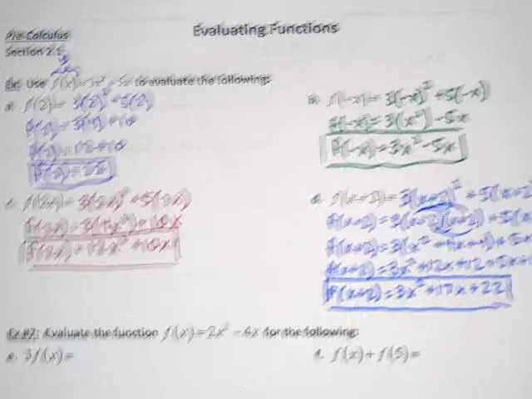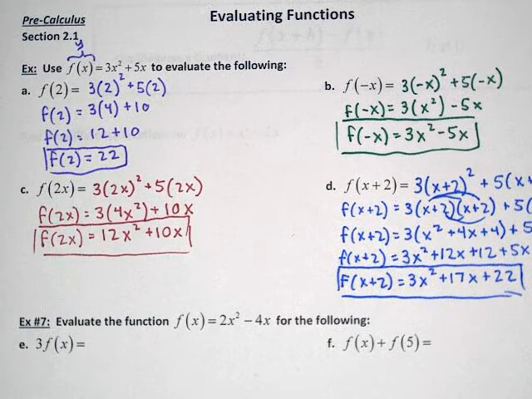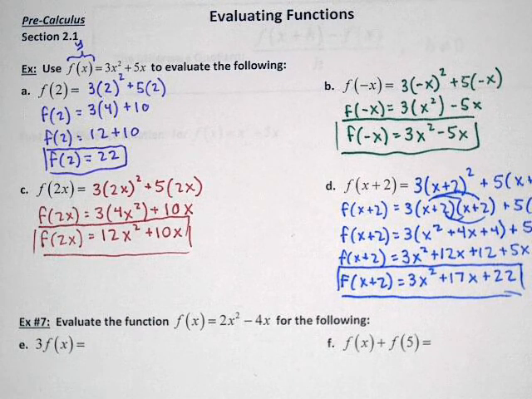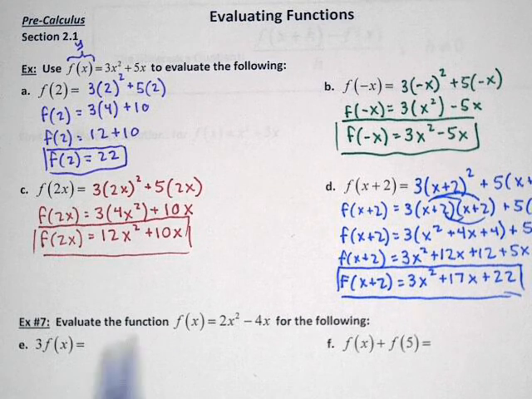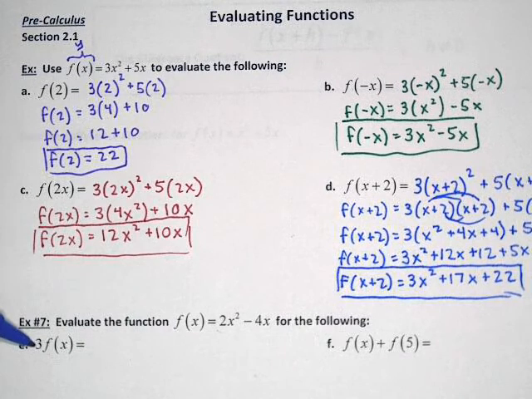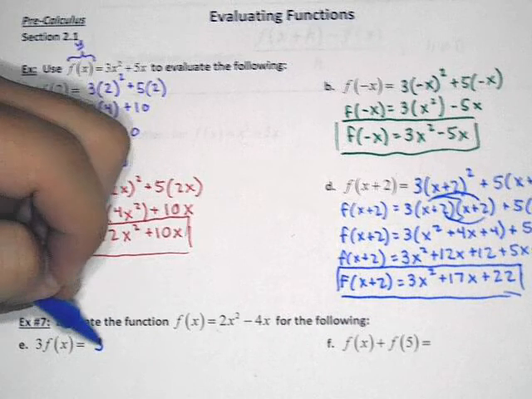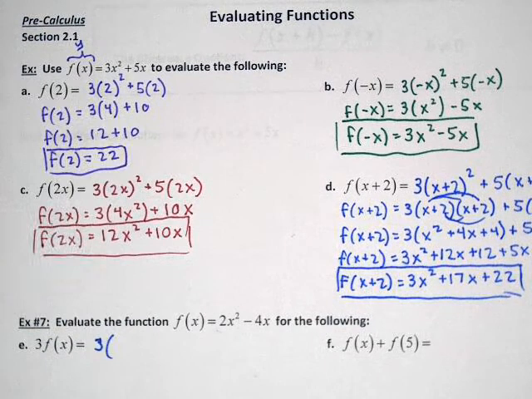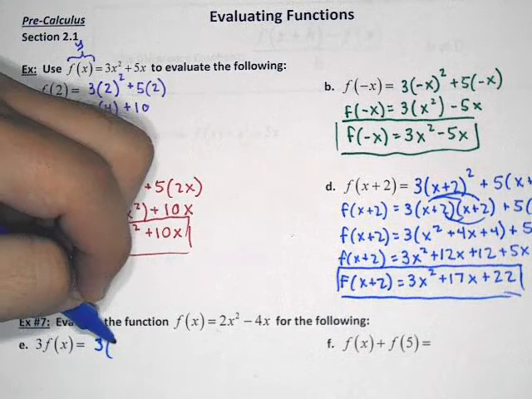Alright, let's move on. Let's take a look at something like example 7 and letter E. Alright, so again, we have a new function, 2x squared minus 4x. Please note, this is super important, this 3 is where? Is it inside of the function? Is it the input? Or is it just a value being multiplied by the function? Hopefully you said the latter. Okay, this 3 is just going to be multiplied by f of x, right?